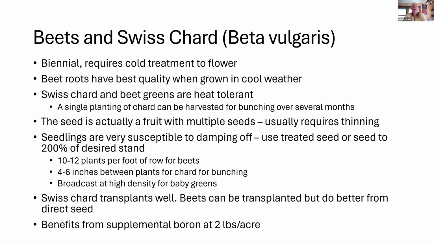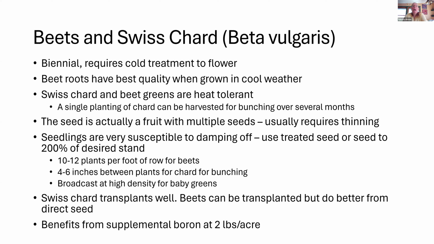Beet roots have the best quality when they're grown in cool weather, but they can be grown throughout the summer. And as I mentioned, the greens are very heat tolerant. The greens, however, are not as tolerant of frost as brassica greens are.